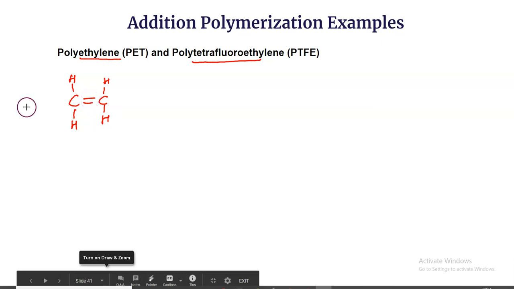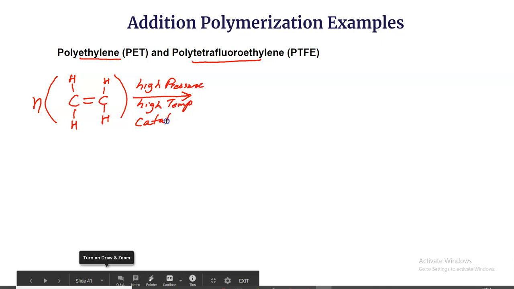The addition happens because you have an unsaturated compound. These pi bonds, super important, the delocalized electrons. So what I would do is I'd say n number of this, because we don't know what that n is, it's a variable number, usually hundreds and hundreds. I'll draw an arrow. I'll say high pressure, of course high temperature. We don't need to know how high it should be. The temperature could be mild depending on the catalyst, and also you need a catalyst.